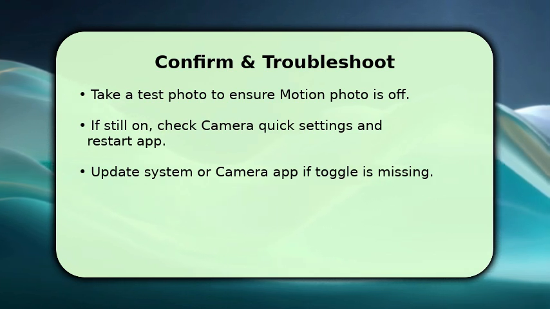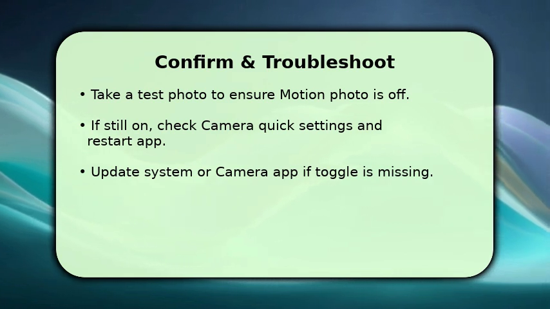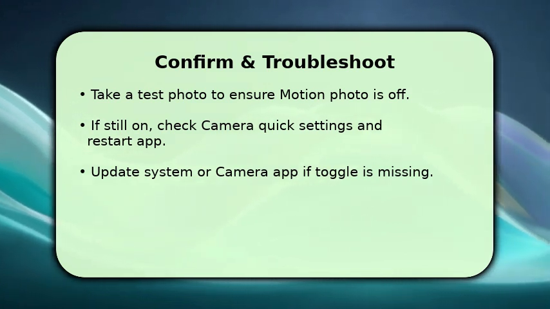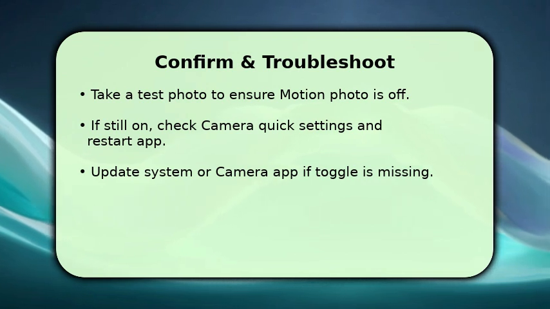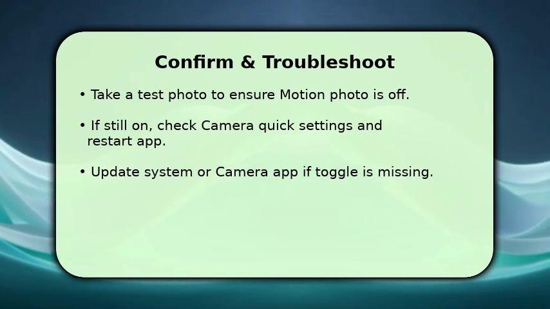If the toggle is completely missing, check for a One UI or camera update in Settings, Software Update, or Galaxy Store, because behavior changed across updates. Finally, make sure any third-party camera apps aren't re-enabling motion on import.